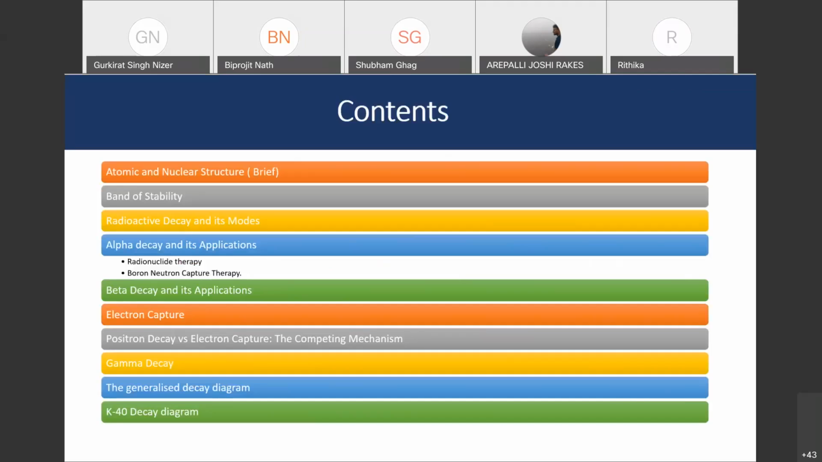I will start with the basics of atomic and nuclear structure, because yesterday we had a great presentation from Mr. Navneet from AIIMS New Delhi, in which he presented great content on atomic and nuclear structure, followed by the band of stability. We'll talk about radioactive decay and its modes. We'll talk about alpha decay, its applications like radionuclide therapy or alpha therapy. We'll talk about BNCT. We'll talk about beta decays and its applications and many more things in this presentation.